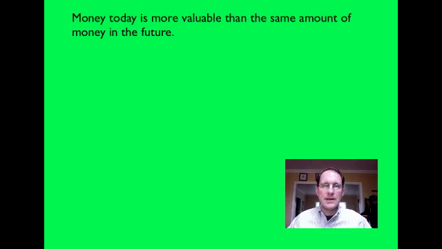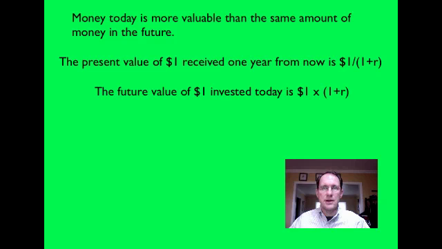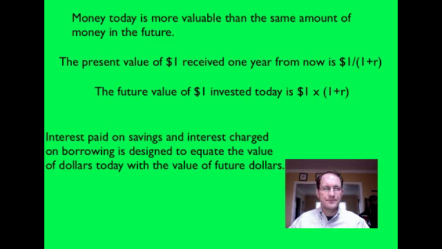Let's summarize again. Money today is more valuable than the same amount of money in the future. The present value of $1 received 1 year from now is what? That is future value over 1 plus the interest rate. The future value of $1 is 1 times 1 plus the interest rate. Remember, interest paid on savings and interest charged on borrowing is designed to do what? To equate the value of dollars today with the value of future dollars.